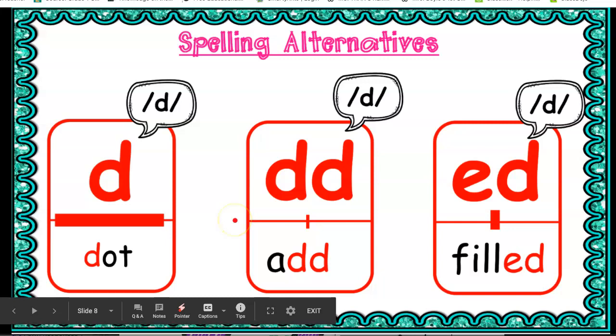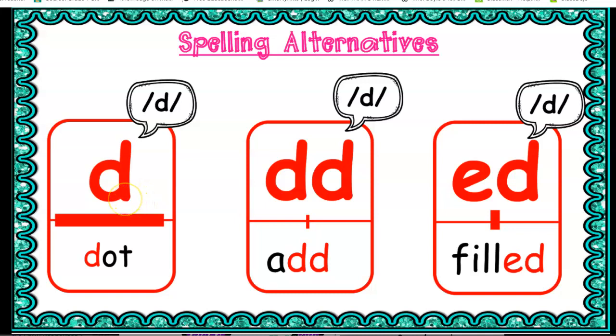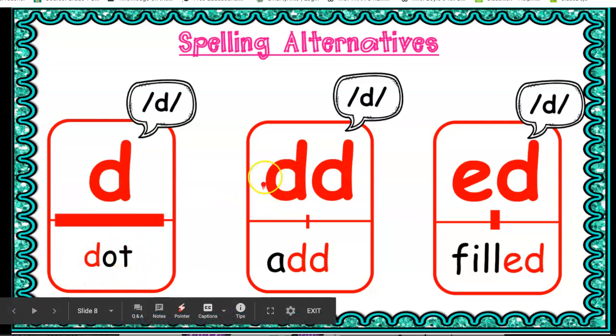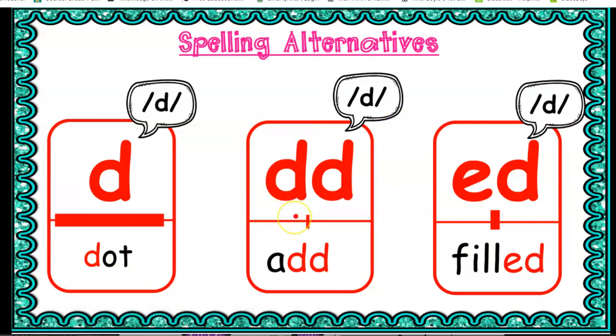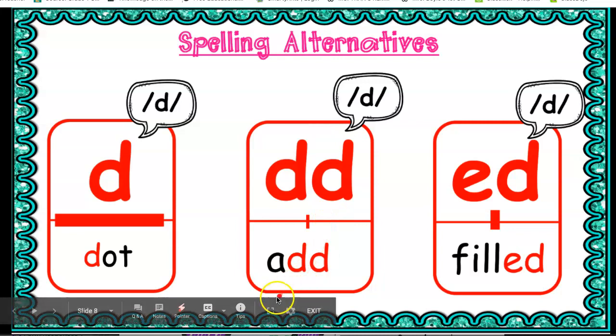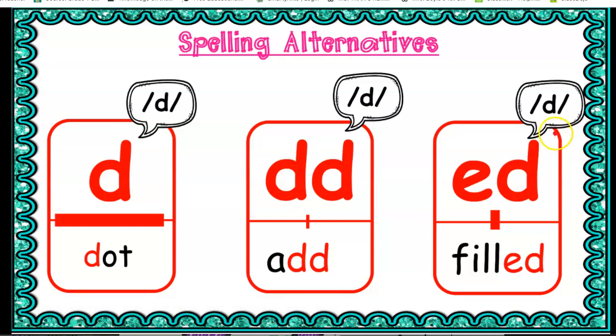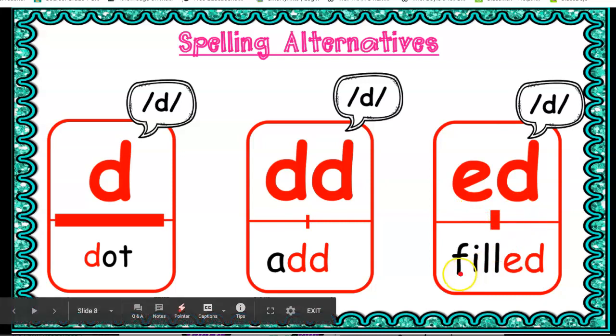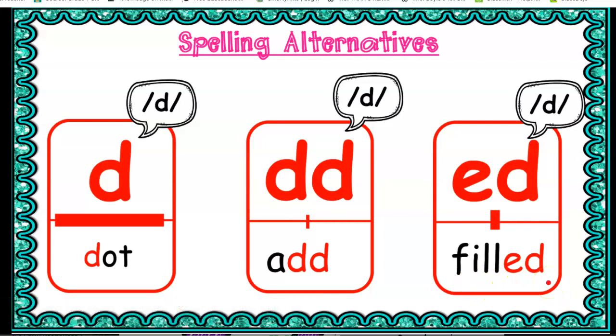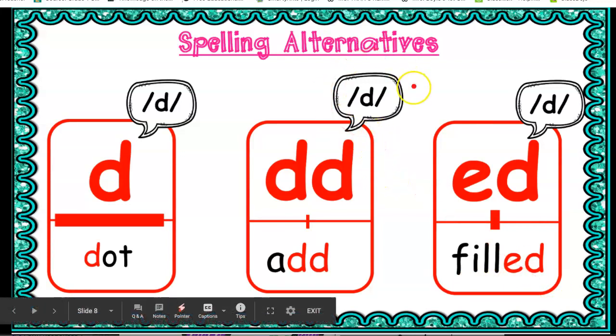Now, there's a few different ways that we've learned to spell the d sound. We've learned to spell the d sound with the letter D, like in the word dot. We've also learned to spell the d sound with the double D, with two D's, like in the word add. And we've also learned to spell the d sound with ed, like in the word filled. So all three of these spellings make the d sound.